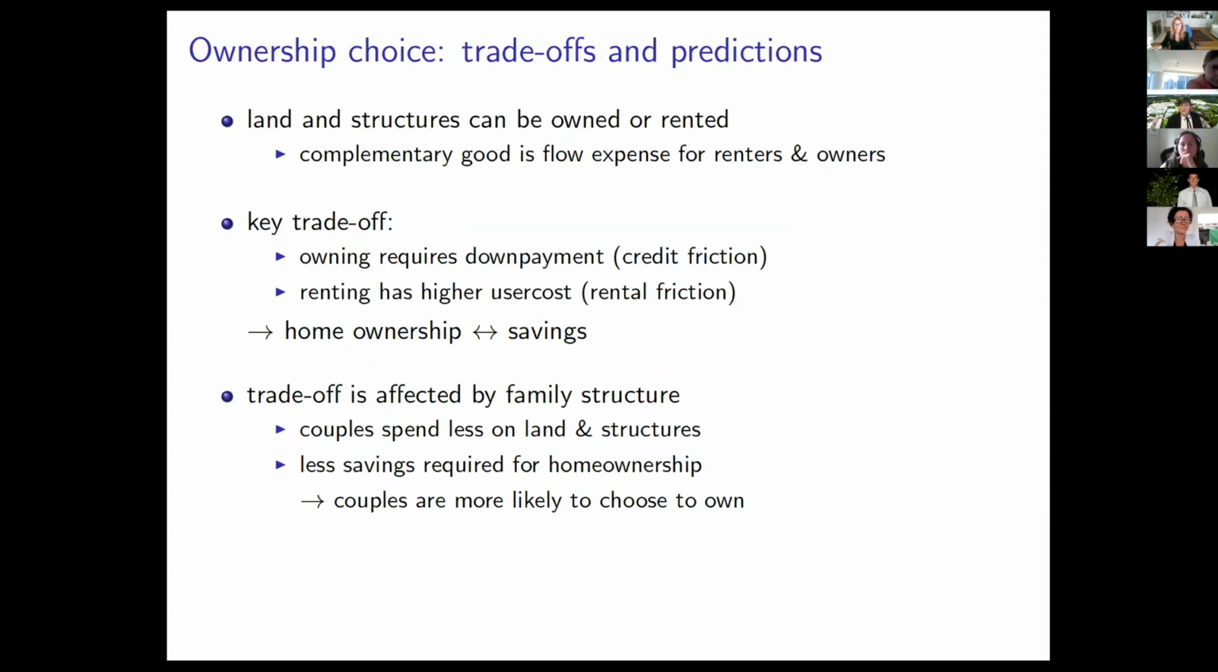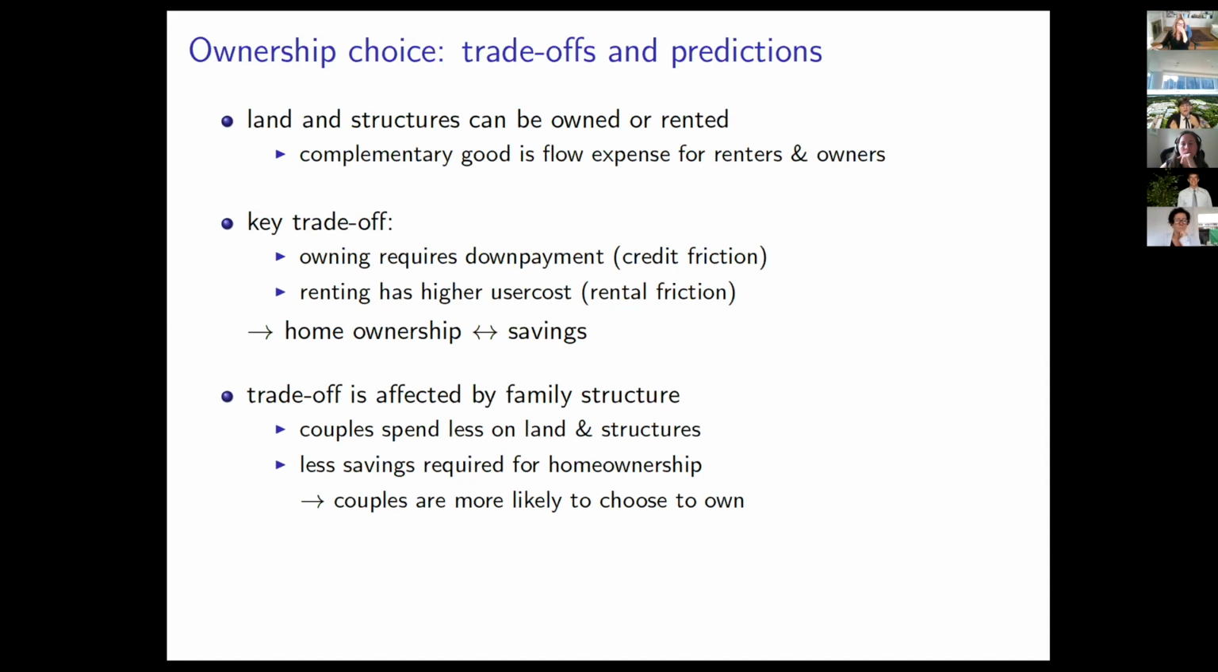Now, to enjoy utility from land and structures, households can either own or rent them. The complementary good, on the other hand, is always a flow expense, irrespective of ownership status of the house. The key trade-off households face when deciding whether to rent or own is the following. Owning requires a down payment, meaning that at least part of the house purchase has to be financed with savings. In the model, we're going to capture that with a standard friction in credit markets, or a collateral constraint. Renting, on the other hand, doesn't require such savings, but it has a higher user cost than owning.